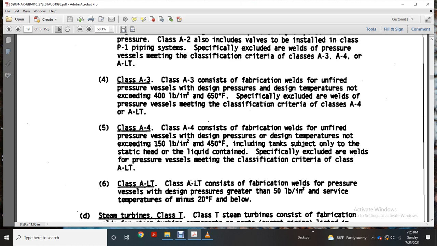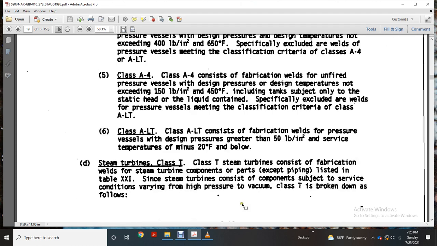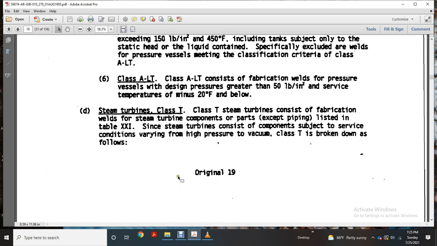Classification A limited considers the fabrication welds of pressure vessels with design pressure greater than 550 pounds per square inch, service temperature of minus 220 degrees Fahrenheit and below. Steam turbine Class T. Class T steam turbines consist of the fabrication welds of the steam turbine components, except the piping listed in Table 21. Steam turbines consist of components subject to service conditions varying from high pressure to vacuum. Class T is broken down as follows.